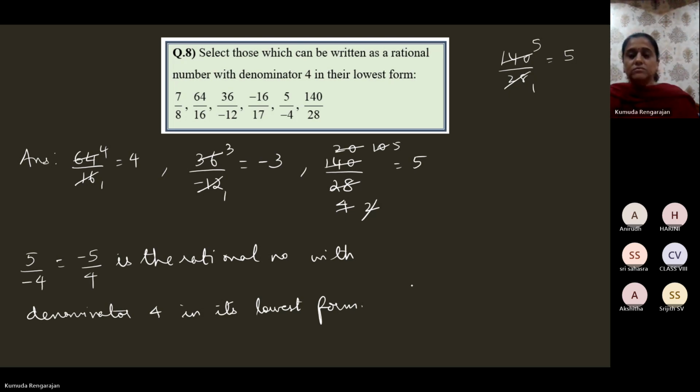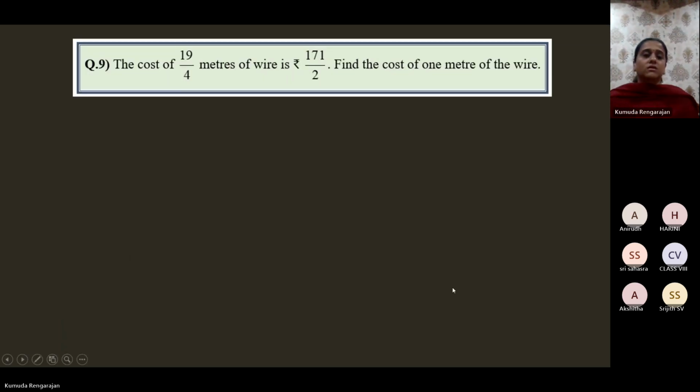Okay. Next one. The cost of 19 by 4 meters of wire is rupees 171 by 2. Find the cost of 1 meter of wire.